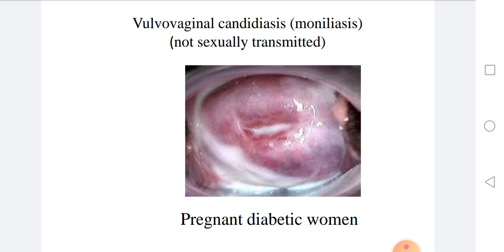Vulvovaginal candidiasis, also known as moniliasis. This is candidiasis of the vulva and the vagina. I have to mention here that this disease is not sexually transmitted because Candida albicans is already there in the vagina and the vulva. To be a pathogen, it needs only the predisposing factors. This disease is common among pregnant diabetic women.